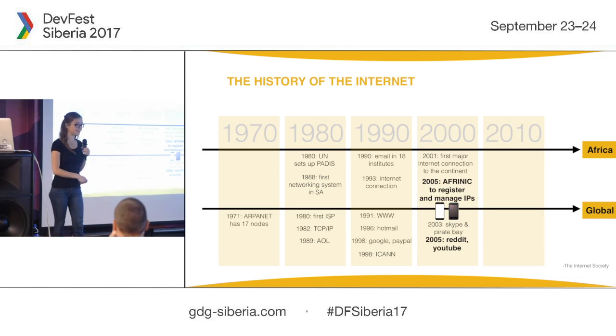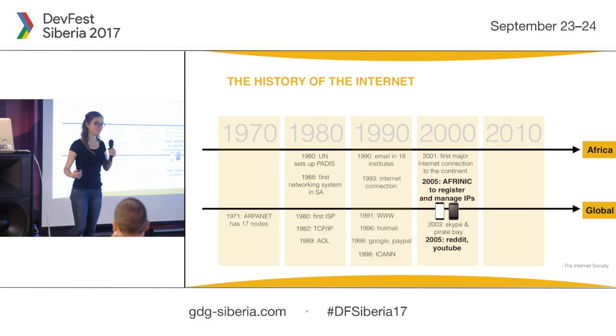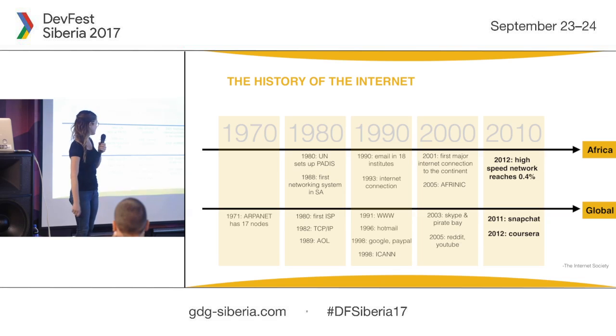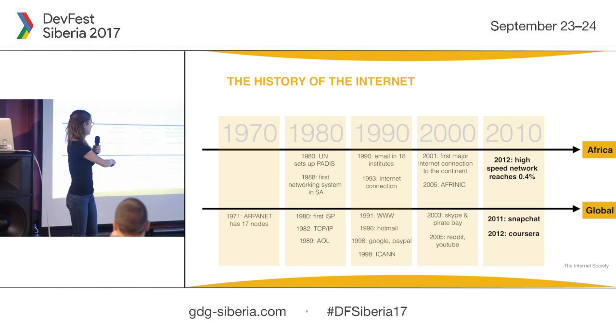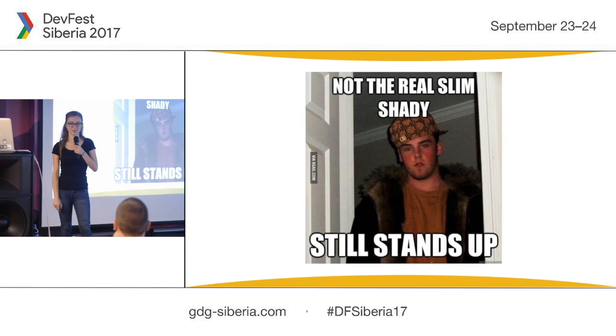Globally, we get Reddit, we get YouTube, and more exhausting your bandwidth. 2010, 0.4% of the people have high-speed network. Globally, Snapchat, Coursera, it's no longer technological challenges, but more what you do with it, more the idea. So the gap kind of grew larger and larger each decade.